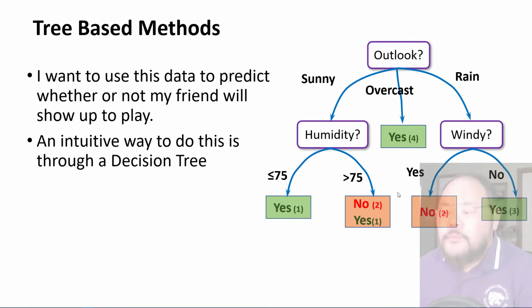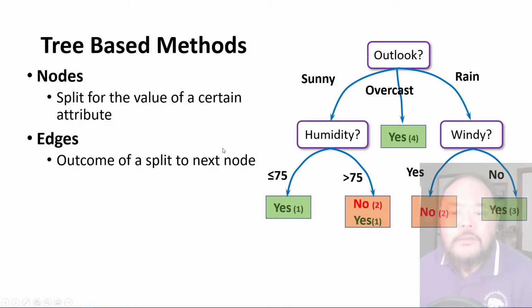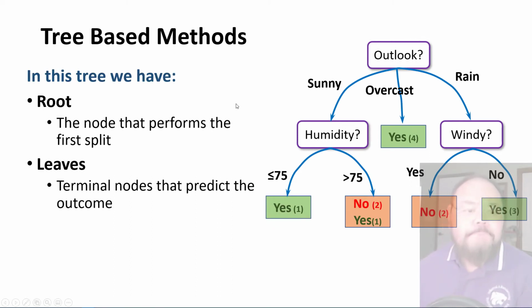In this tree, we have a so-called root, which in our case is the node that performed the first split. In our case, it is the outlook node. And we have the leaves. Leaves are terminal nodes that predict the outcome of the experiment.